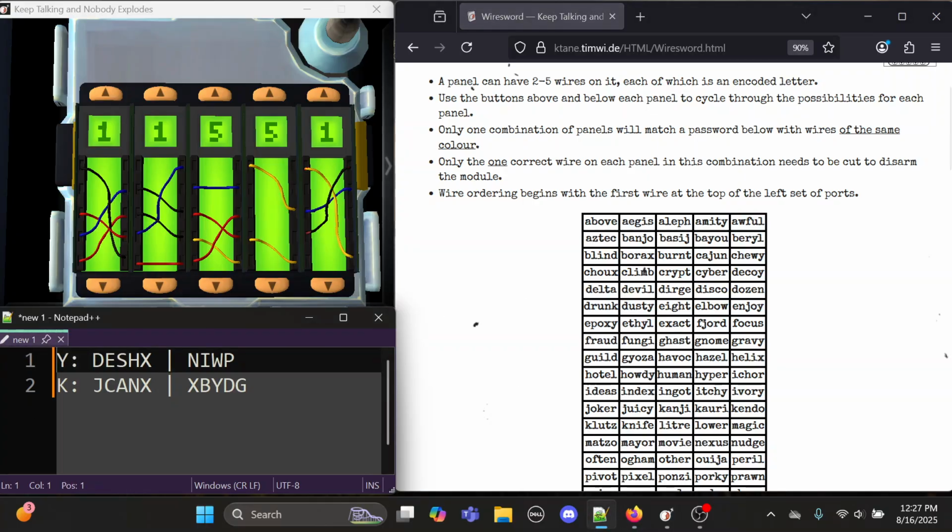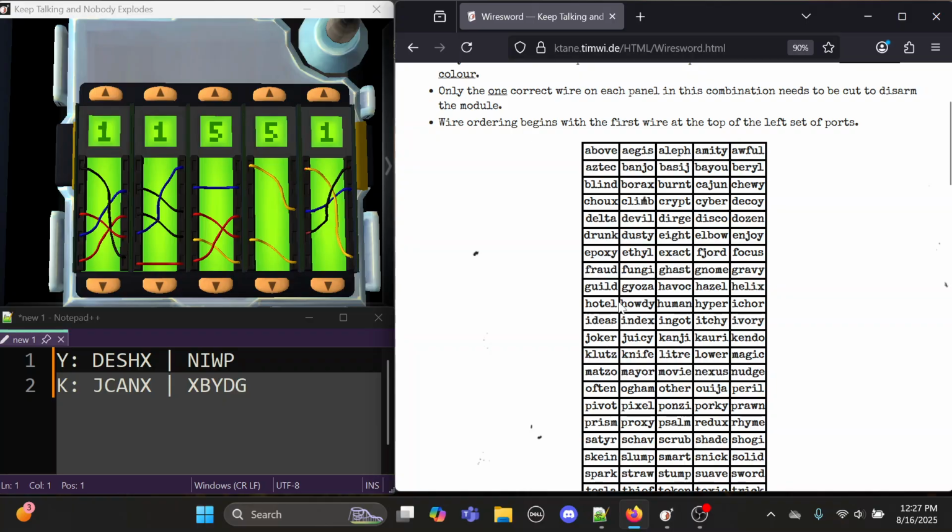Okay, let's take a look at yellow wires. Delta. We have decoy, delta, devil, dirge, disco, dozen, drunk, and dusty. Quite a few options here. We can do dirge or disco. We can't do decoy. We can't do devil. We don't have echo in the 3rd position. We don't have echo in the 2nd position. There is no Oscar. There is no Romeo, and there is no uniform. So dirge or disco is an option here.